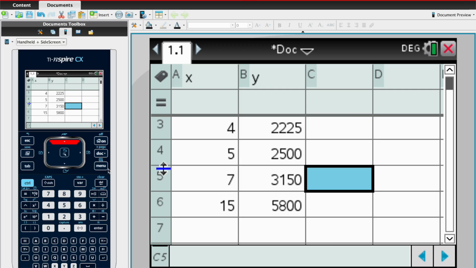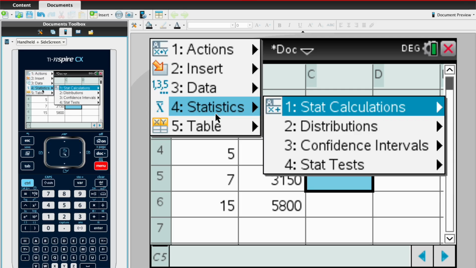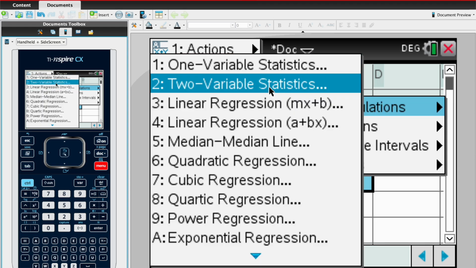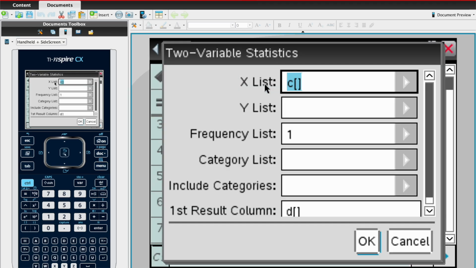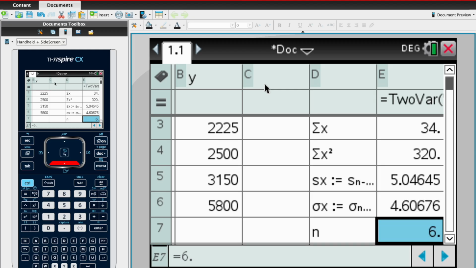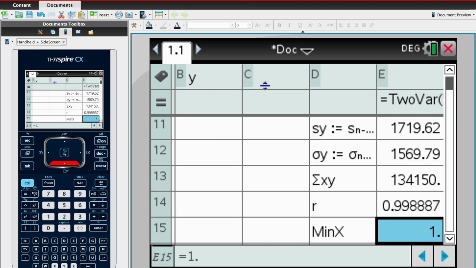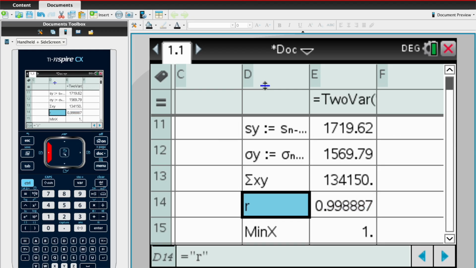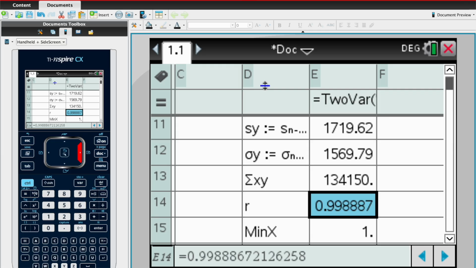Let's go ahead and find Pearson's correlation coefficient. Let's go menu, statistics, stat calculations, two variable statistics. We're relating two variables to one another. Where did we put our x's and y's? That's all we need. Let's go ahead and look for R. Here we are. So R is 0.998887. To 3 sig figs, that would be 0.999. So really strong correlation.